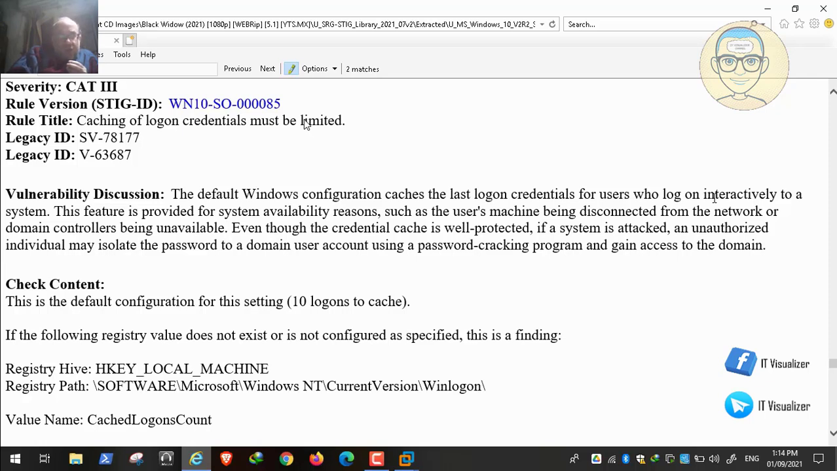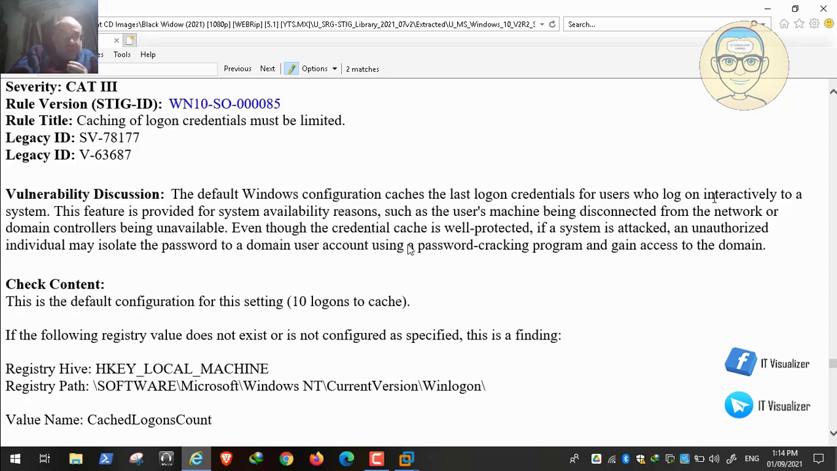But why are your accounts or passwords cached or saved? For example, if the machine was disconnected from the network or the domain controller is unavailable, you can still access your workstation using your cached Active Directory user account, even though your network cable is disconnected or cut for any reason, or your domain controller is not available. So this is one of the reasons why we need to cache your username and password.